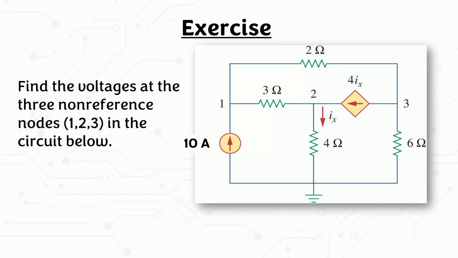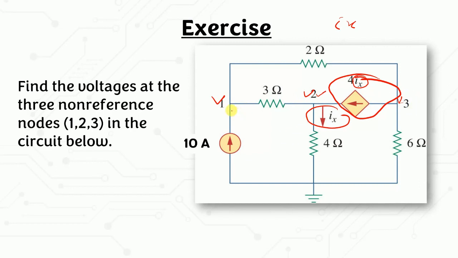I will continue with another exercise on node voltage with dependent sources. For this example, we have a current source with independent sources. Obviously, you can see that Ix is the dependent value, which depends on V2 here. We need to find V1, V2 and V3.